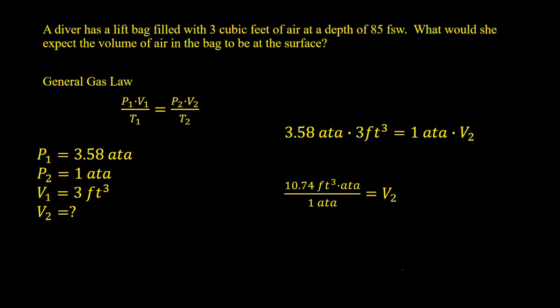Now we have an atmosphere on top, atmosphere on the bottom. Those units will cancel. And that's good because volume is measured in cubic feet. It has nothing to do with atmosphere. So finally we get volume at the surface equals 10.74 cubic feet.